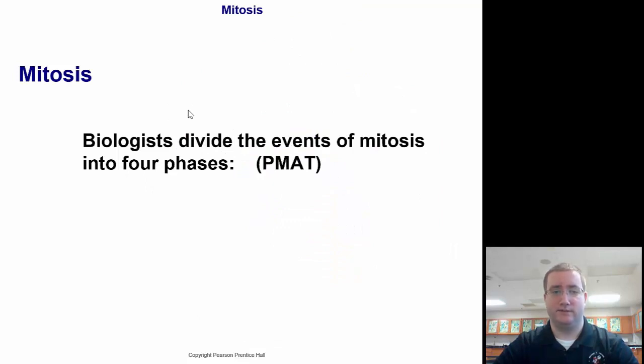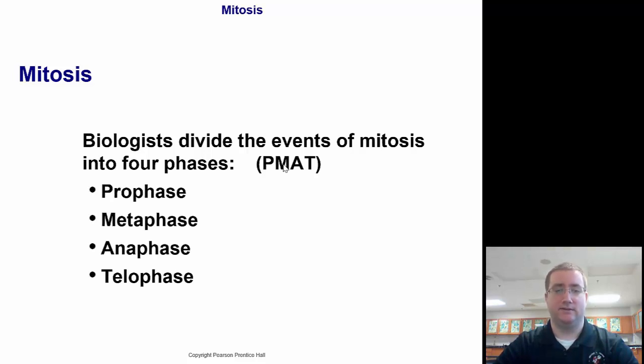So mitosis has four phases, and the way to remember the order of them is PMAT. So you have prophase, metaphase, anaphase, and telophase. And for each of these, you need to understand the diagram, so you will be drawing these quite often in class, and you need to be able to, using words, describe to me what's happening in that picture in that phase.